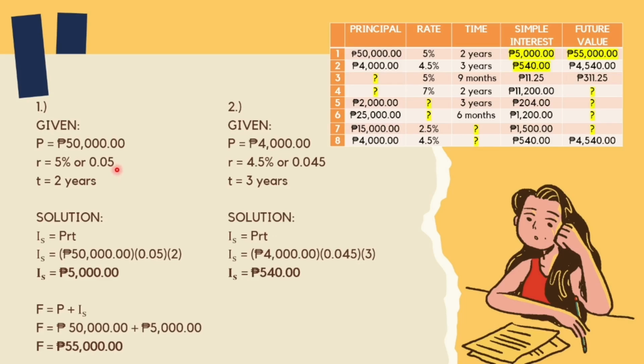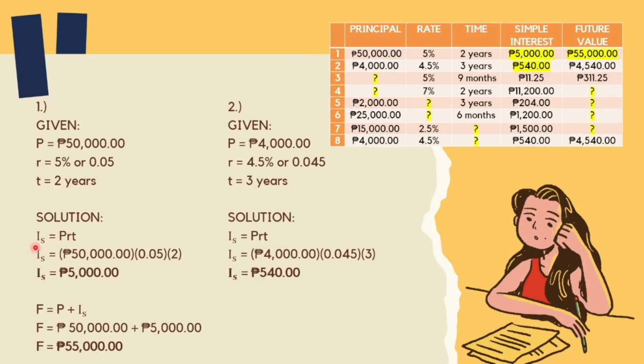Do not put the percent sign there anymore because it will cause some problems if you still put it. So that's the point: you convert it so that you don't have to use the percentage sign. And the given time of 2 years, or T, is 2. So now let's solve. For this particular example, we are trying to solve for both the simple interest and also the future value.